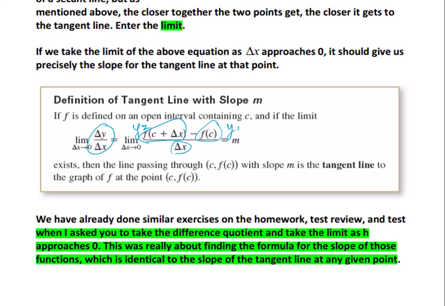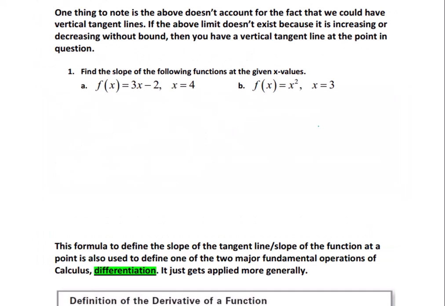And as we go through this, I want you to notice how similar what we're talking about in section 2.1 is to what we did with the difference quotient before. And as these notes point out, we might end up with vertical tangent lines in some instances when the limit doesn't exist because it's going to positive or negative infinity. So we'll talk about those later. For right now, let's see if we can find the slope of these different functions at specific x values.